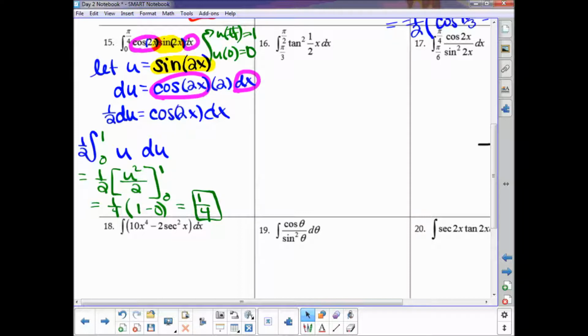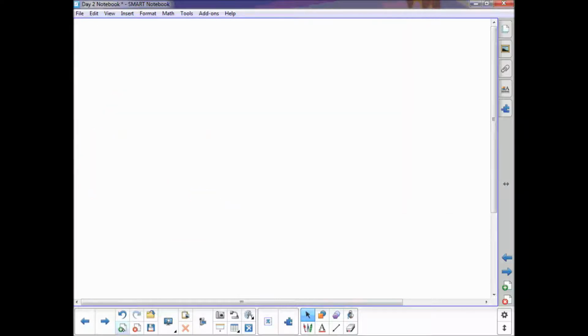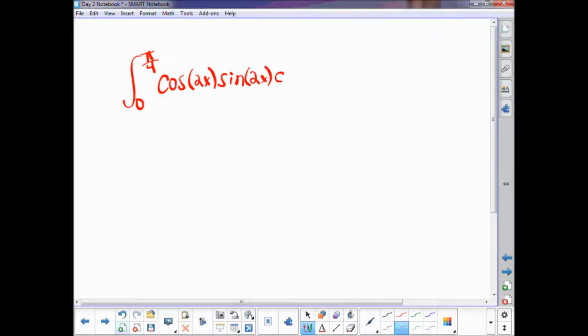Now I want to show you another way that we could have done this by using our trig identities. It's kind of a sneaky way. You don't have to write this down if you don't want to. It's up to you what you want to do with it. All right. So we had 0 to pi over 4, and then was it cosine 2x, sine 2x? Yes. Is that what that problem was? Yeah. Okay. Now we can actually be kind of sneaky here.